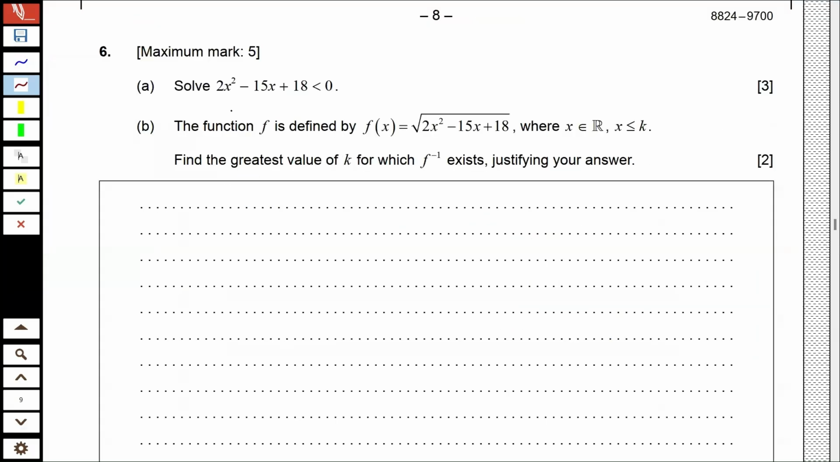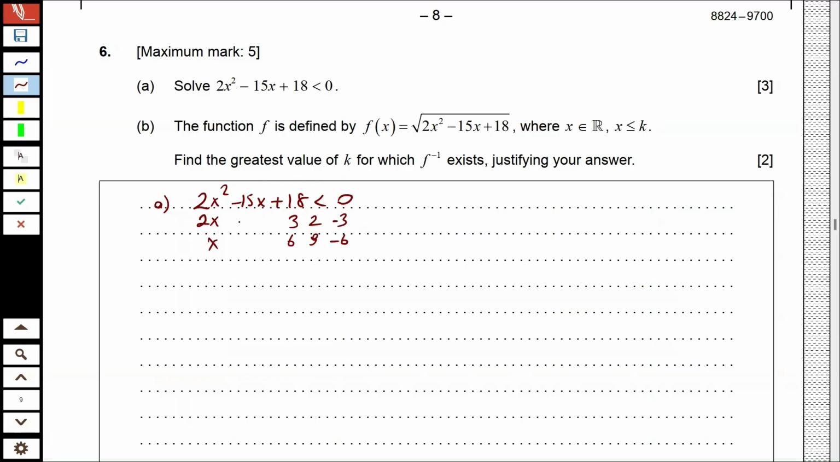Question 6. Solve 2x squared minus 15x plus 18 less than 0. This is a quadratic inequality. We're going to factorize this first. So how are we going to factorize? We need to write the factors of 2 times x squared, which is 2x and x, and also the factors of 18, for example 3 and 6, 2 and 9, minus 3 and minus 6. And they can also change places.